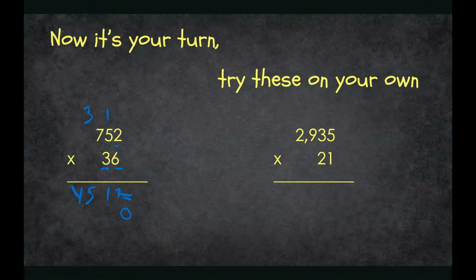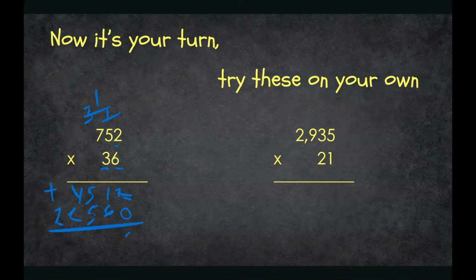3 times 2 is 6. 3 times 5 is 15. 3 times 7 is 21, plus 1, 22. And then I'm going to add all those up.